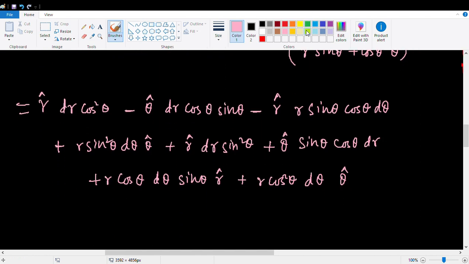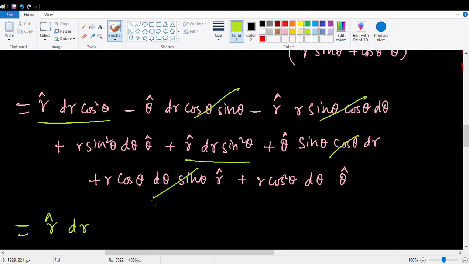Now you can see that some of the quantities are going to give you nothing, just like theta hat here, sin theta cos theta dr cancel out. Similarly these will again cancel out. Now I am left with r hat dr common, cos square theta plus sin square theta gives me r hat dr, and now it is over. Similarly I am left with these terms, which contribute nothing but r d theta theta hat.